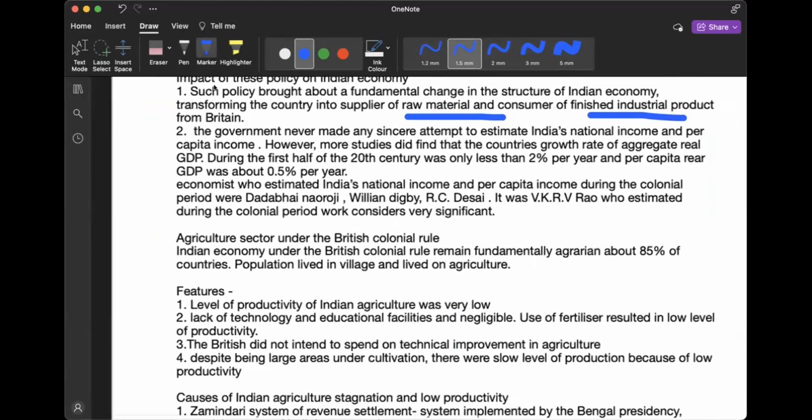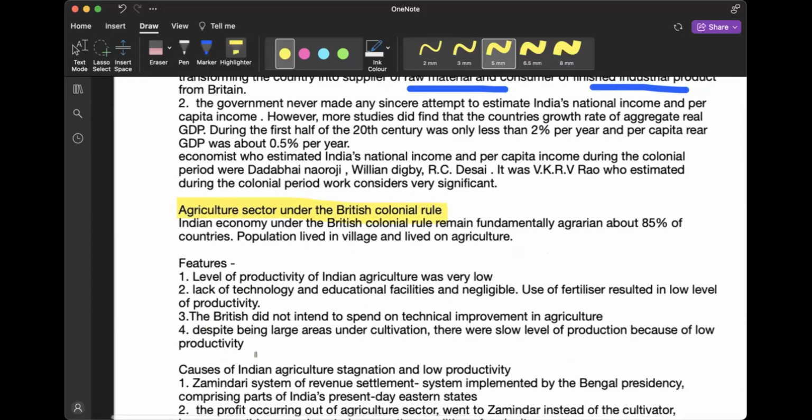Now this is very important. The agriculture sector, right? So agriculture sector, what happened? Agriculture sector during the British colonial period. The Indian economy under the British colonial rule remained fundamentally agrarian. 85% of the people were in this sector, right? Now, what happened? The features. As I told you, before the advent of Britishers, everything was very good, right? So the level of productivity of agriculture was very low. So you can see productivity decreases. Technology and education facilities were negligible.